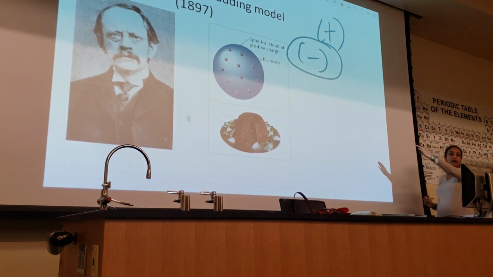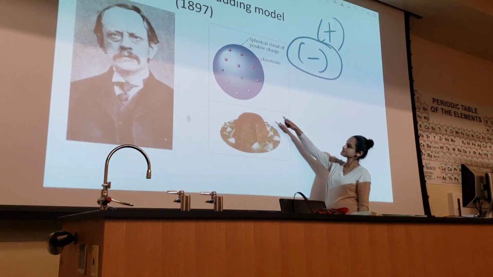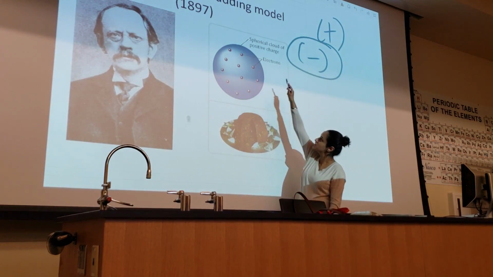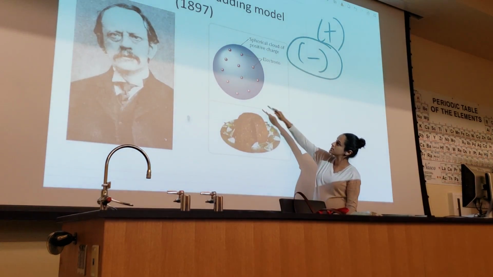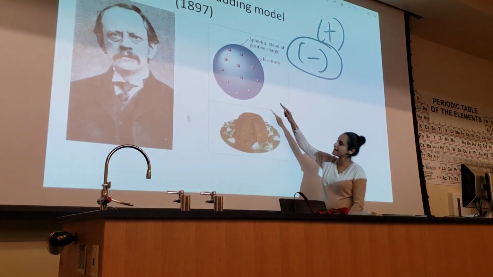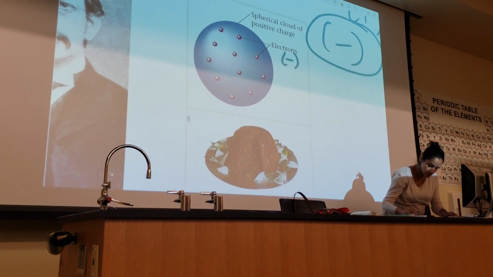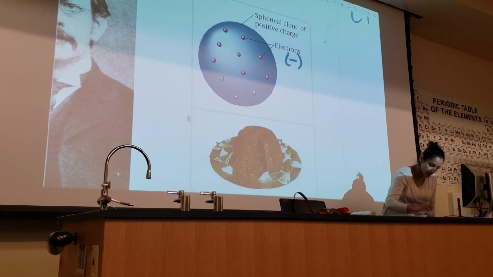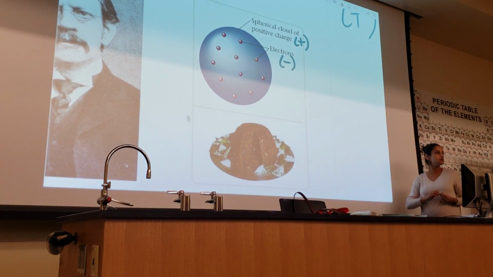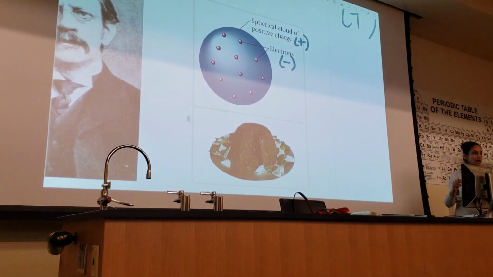But when we look at atoms, they're neutral. So there has to be something positive counteracting the negative. So he came up with this, where you have this sphere of positive charge, and these electrons are scattered, like the chocolate chips, and they're negative. So you have both positive and negative charges, and they're canceling each other out. And that's where we can have an atom which is neutral.